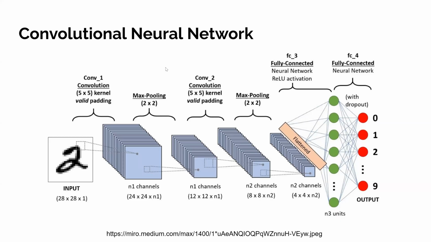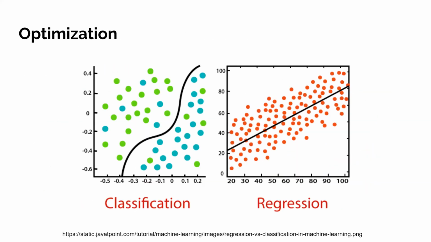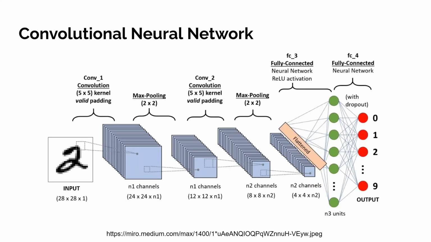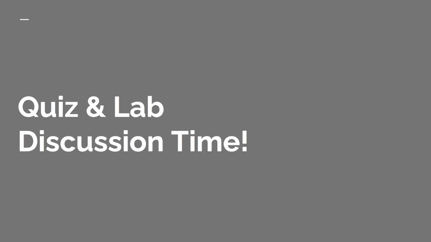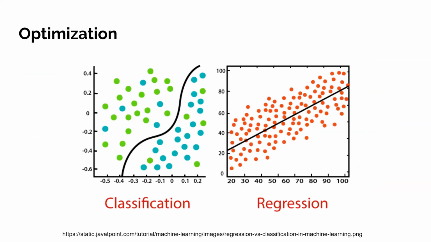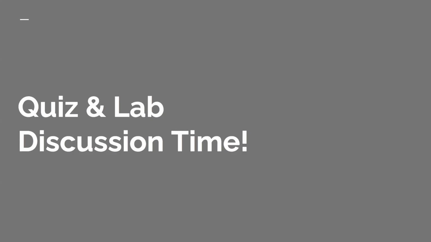I had one slide for each module. Basically we went through the optimization problem, we learned about the neural network and a special kind of neural network, the CNN. I want to leave some time just in case we have any quiz or lab questions or any questions regarding the content in the previous modules. We can discuss it right now.